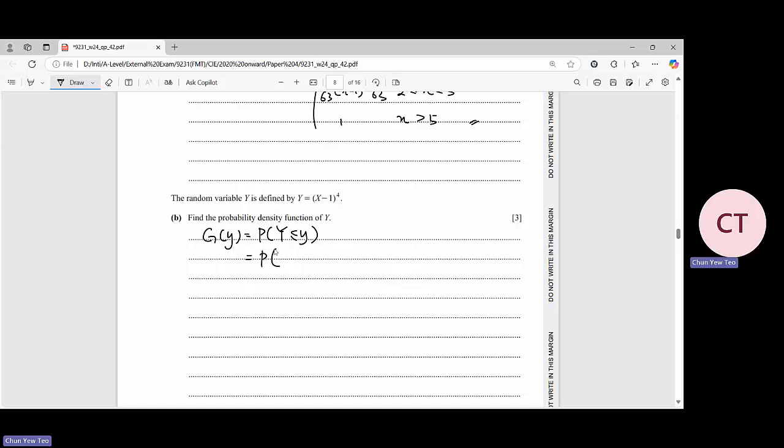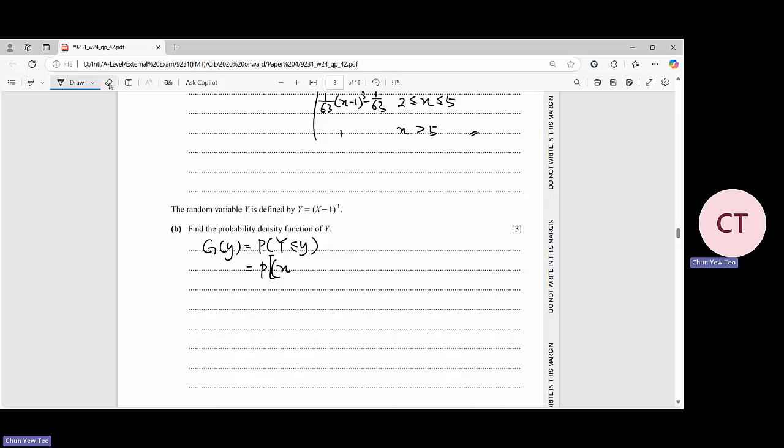Then Y is given as (X minus 1) to the power 4. So what you can do is make it become X minus 1, like this: y to the power 1 over 4, plus 1. So this will be your function, and this will be the same as F_X of y^(1/4) plus 1, because we know that F_X is actually the probability that X is less than or equal to x. Okay, so this is what we are having.